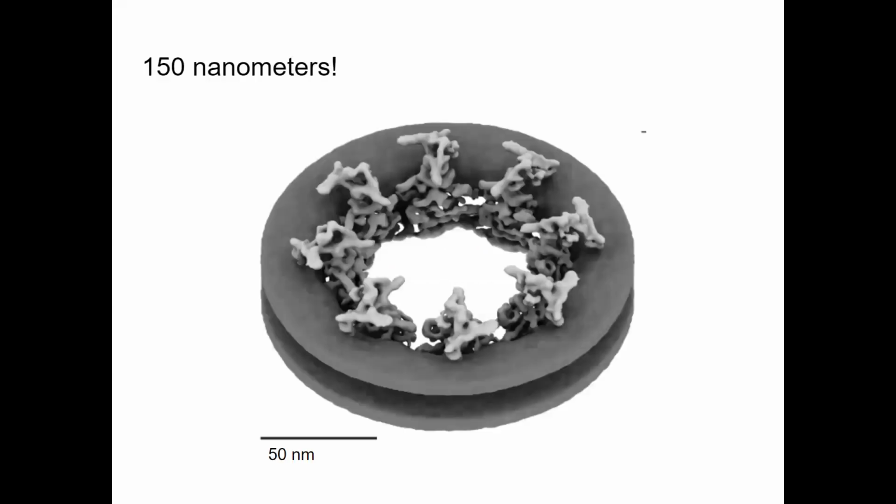Take this nuclear pore structure, for example. This is about 150 nanometers in diameter. In comparison, a strand of your hair is about 80,000 to 100,000 nanometers in width.